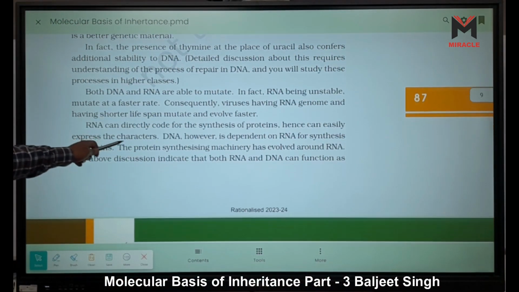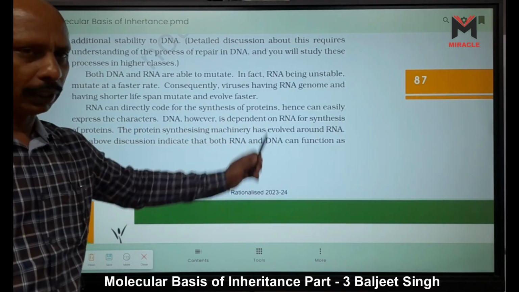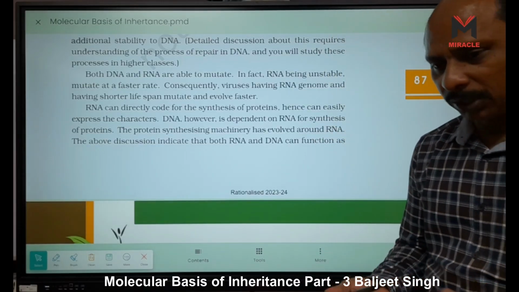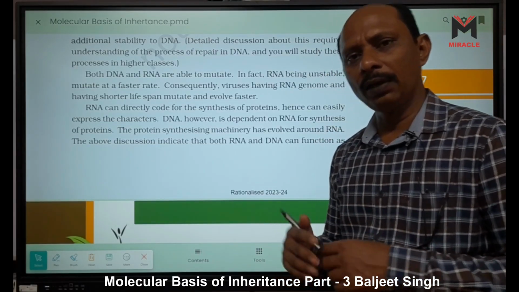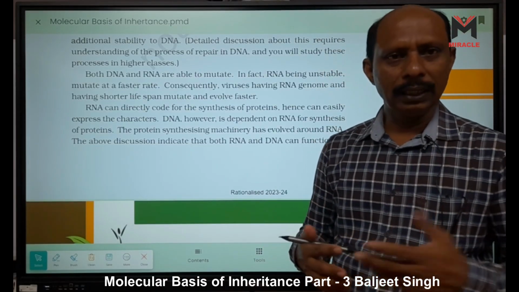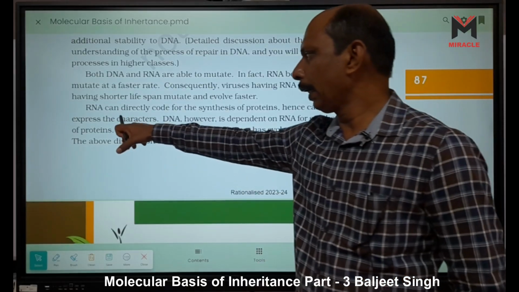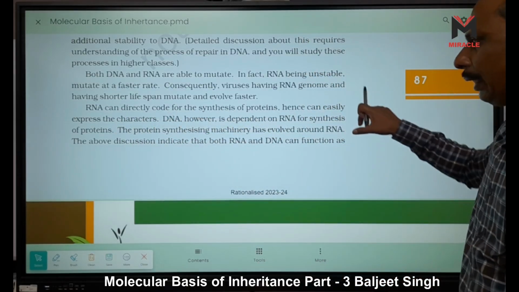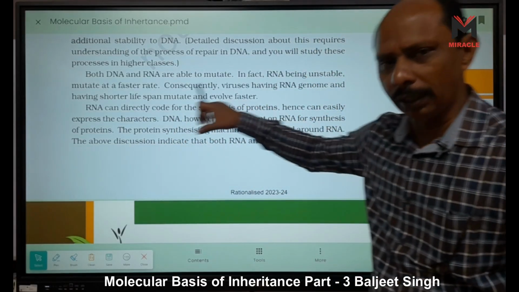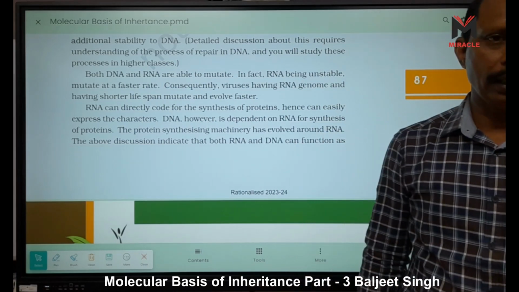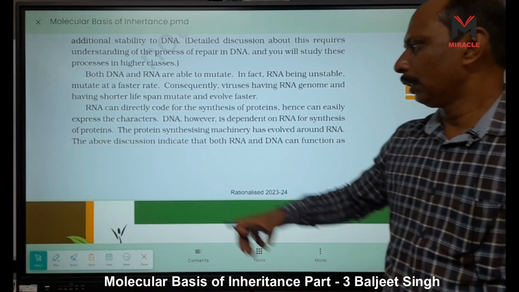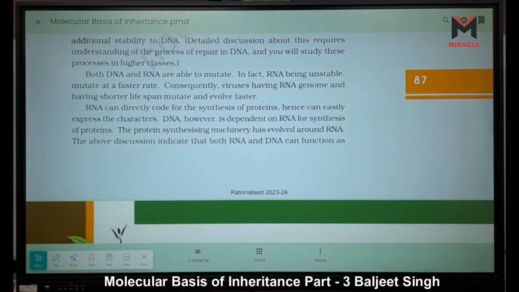RNA can directly code for the synthesis of protein. RNA is independent, right? But DNA, for the formation of protein, is totally dependent upon RNA. First, it has to transcribe a messenger RNA, then a protein is formed. So RNA can directly code for the synthesis of protein, hence can easily express the characters. DNA, however, is dependent on RNA for synthesis of protein. DNA cannot make a protein. First, DNA has to transcribe an RNA, then a protein is formed. The protein synthesis machinery has evolved around RNA.